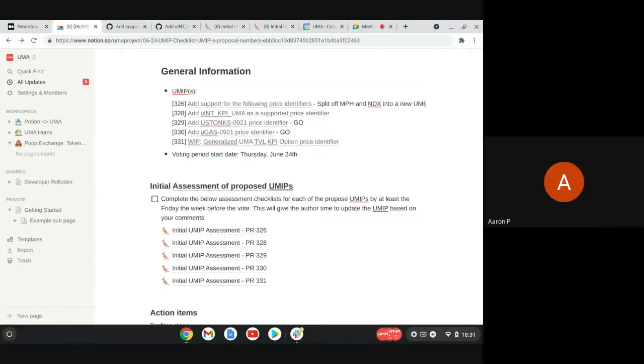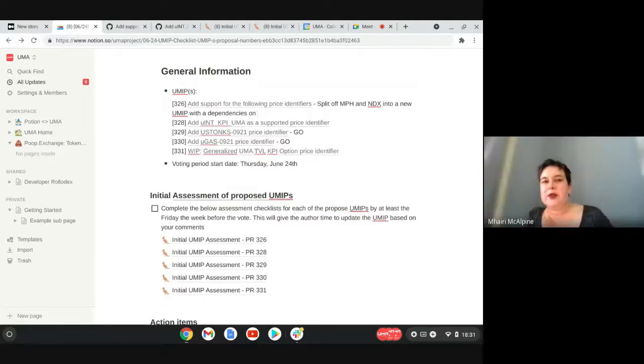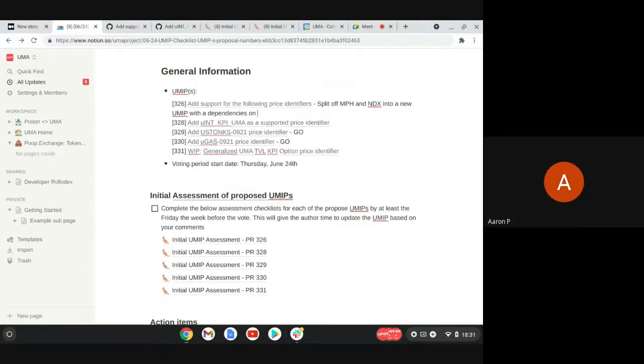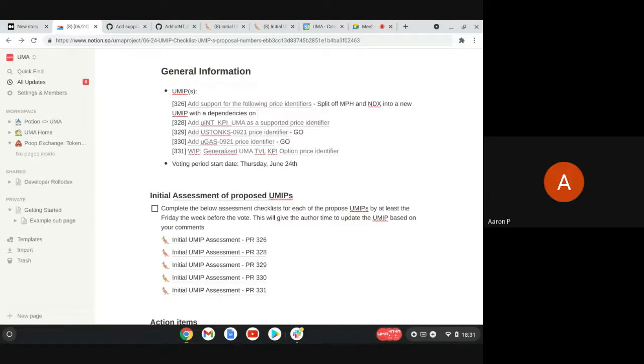Is there a homepage where I can find all of these, like Notion notes? Is there a master link to something, or are they all individual links that I have to have? Sorry, these documents. Yeah, the one you're editing. Yeah, I can send you a link to the UMA checklist, the UMIP checklist. Yeah, that'd be good. Thank you.